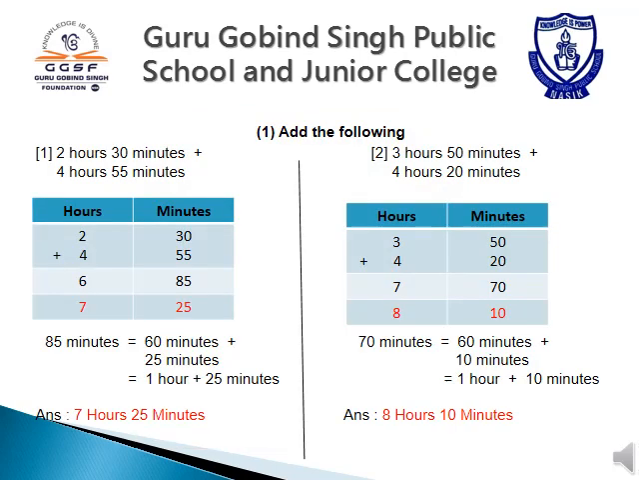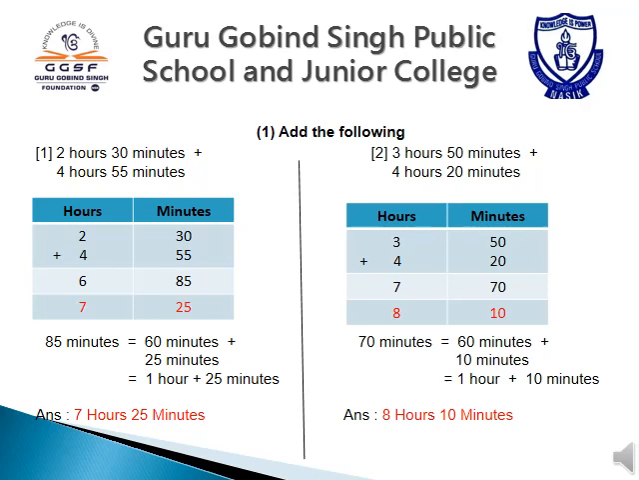In this lesson we have solved the examples on time measurement. In that we have solved the examples of addition and subtraction. Here first addition. First example, 2 hours 30 minutes plus 4 hours 55 minutes. To do the addition, here I have made two columns, hours and minutes, and put the numbers into that columns.